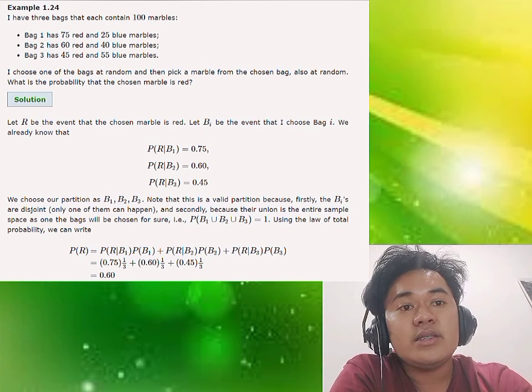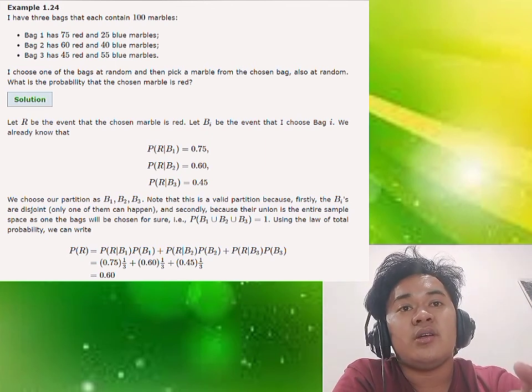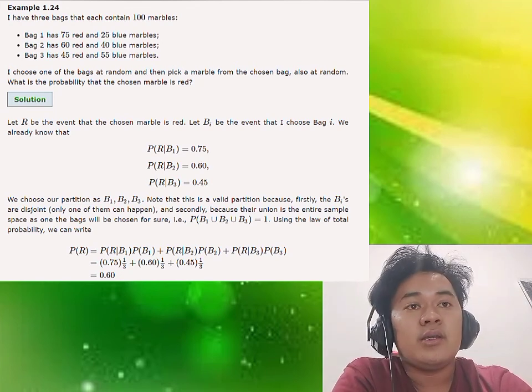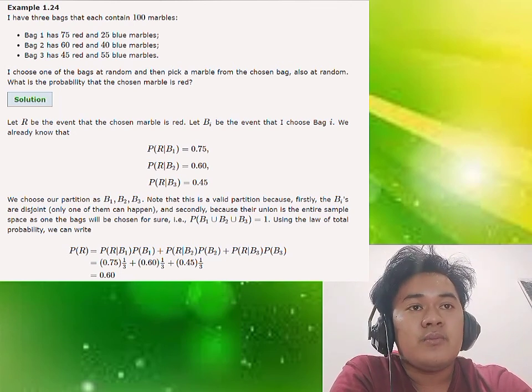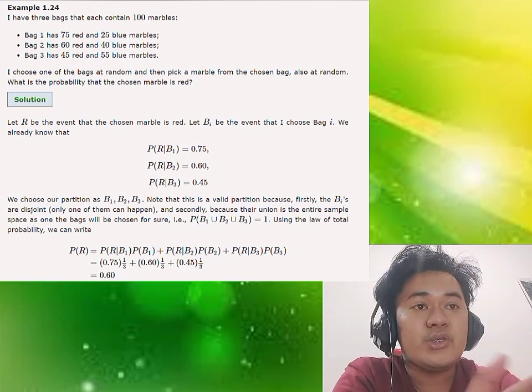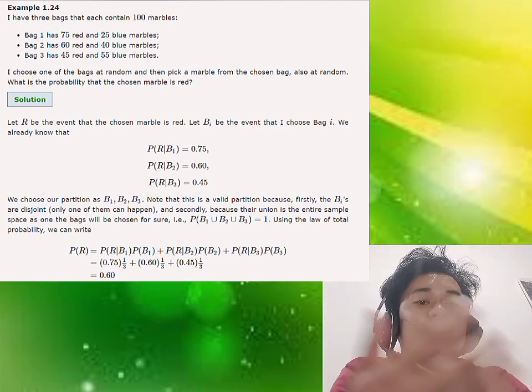Note that this is a valid partition because, firstly, the B sub i's are disjoint. Only one of them can happen. And secondly, because their union is the entire sample space, as one of the bags will be chosen for sure. The probability of B1 union B2 union B3 is equal to 1.